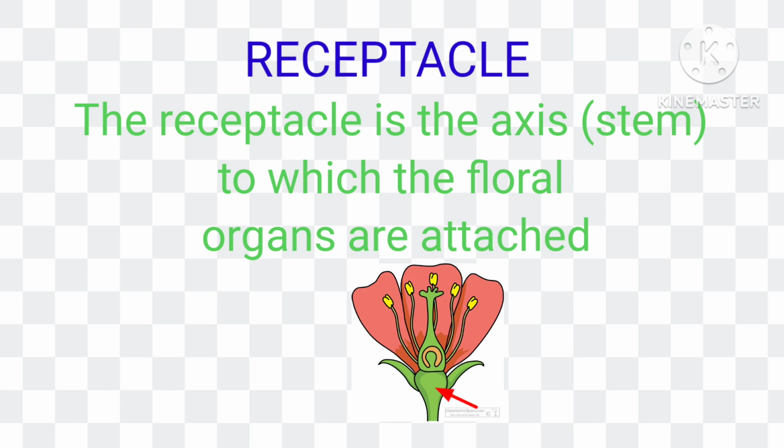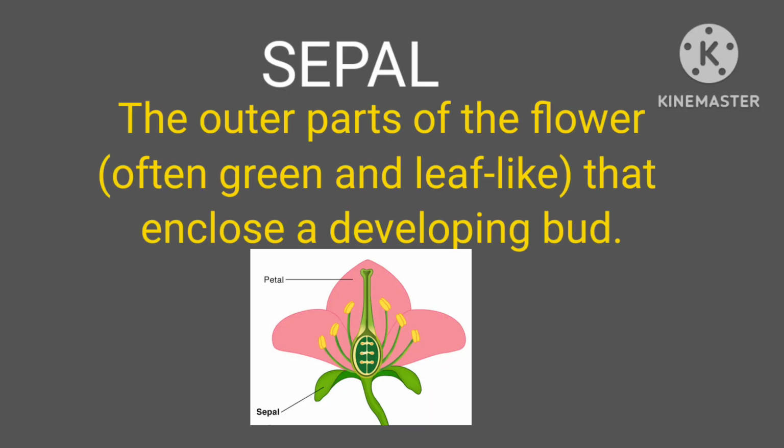Now let us see about the receptacle. So the receptacle is the axis or the stem to which the floral organs are attached. As you can see in the picture, the arrow is denoting the receptacle. Now let's see about the sepal. So the outer part of the flower that is often green and has a leaf-like structure and encloses a developing bud, as you can see in the picture given below.